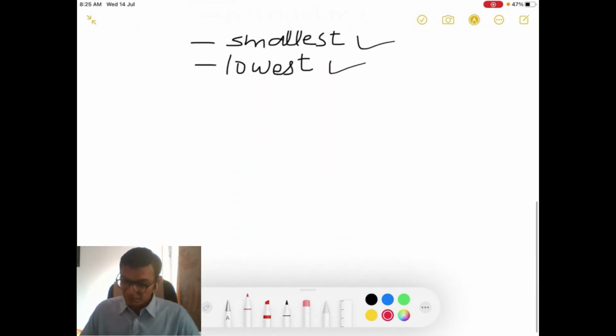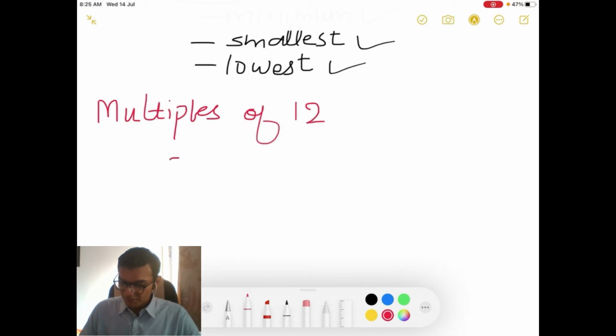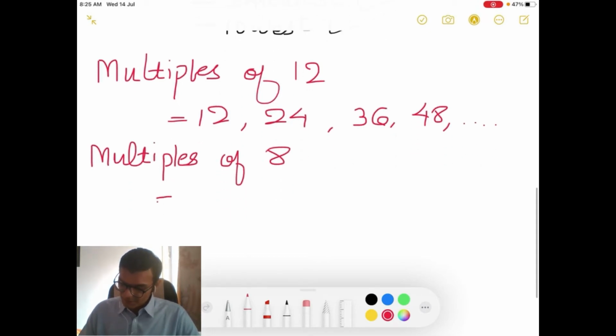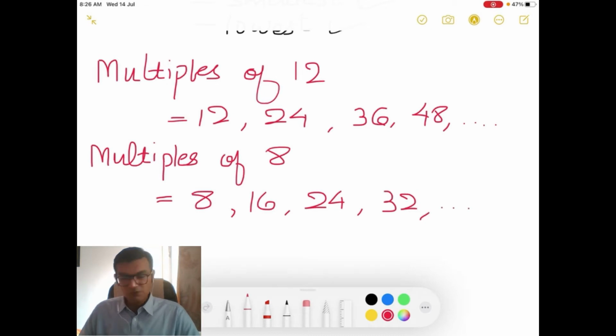For example, the listing method, where you list down the multiples of 12. It can be starting with 12 times 1, then 24 and 36 and 48, and it goes on because multiples are infinite. There's no end to multiples. And then we can write the multiples of 8, that is 8, 16, 24, 32, and it goes on.